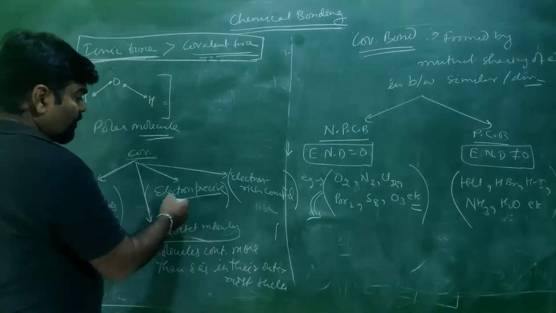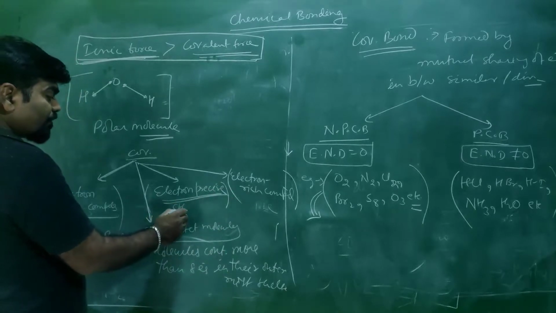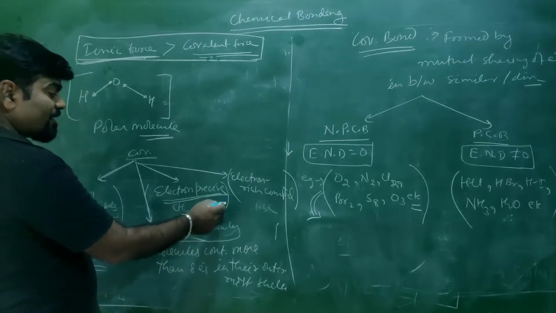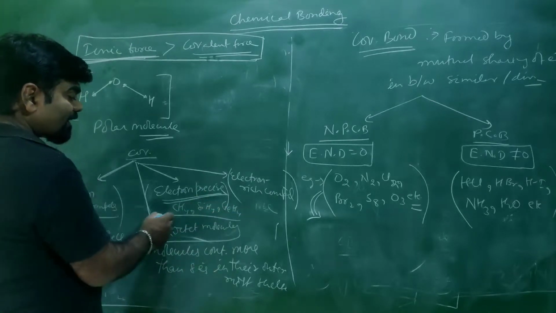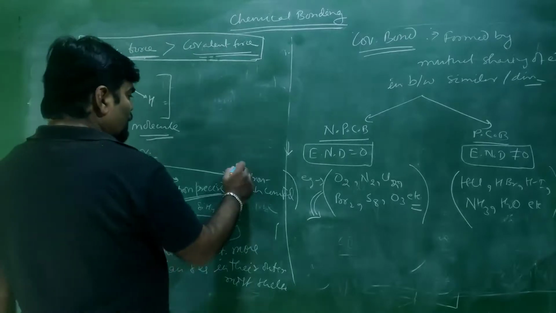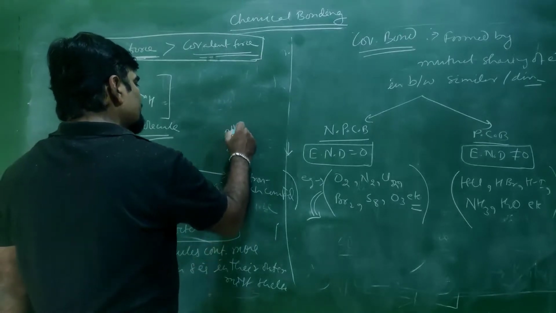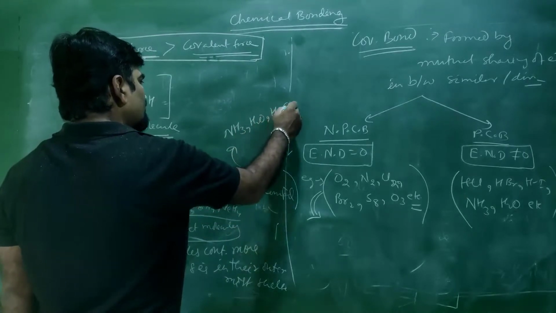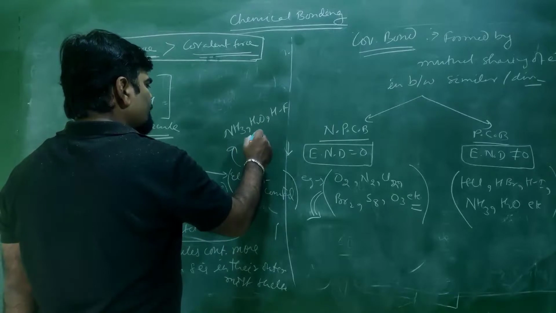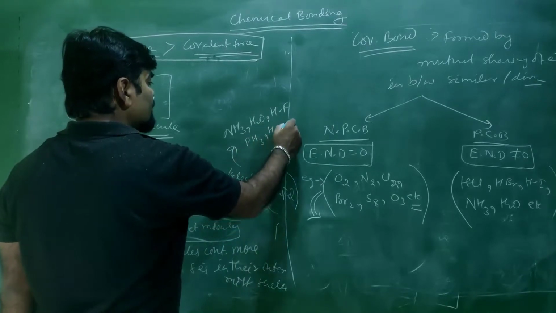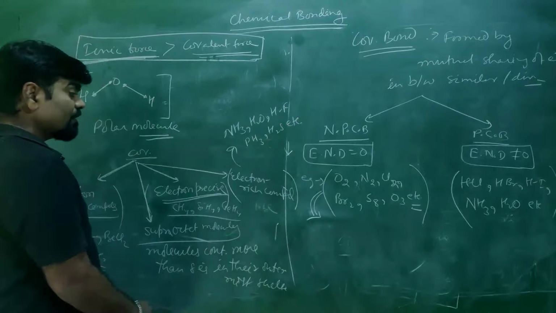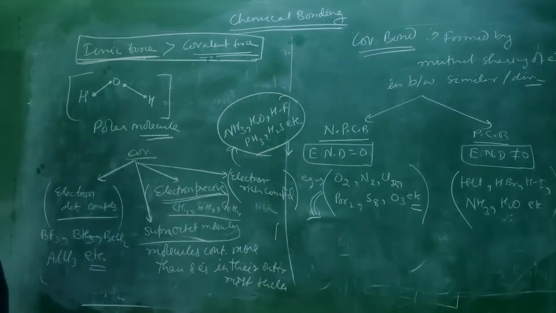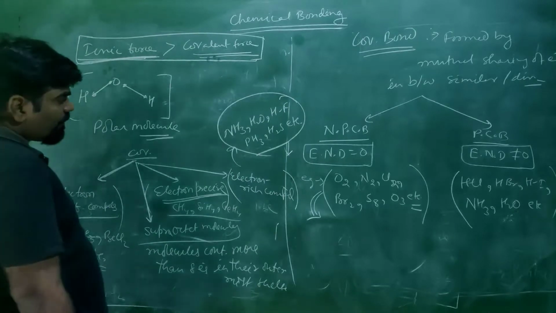Now electron precise molecules are like CH4, SiH4, GeH4, so they are electron precise molecules. Electron rich molecules are like NH3, H2O, HF, PH3, H2S, etc. They have electron pairs in excess, that is called electron rich species.